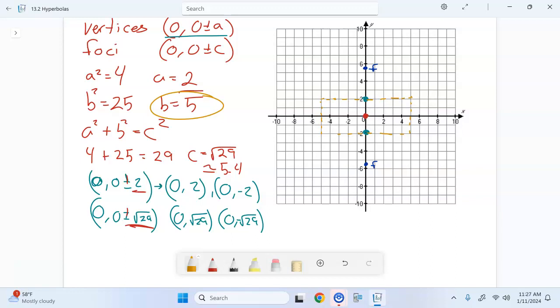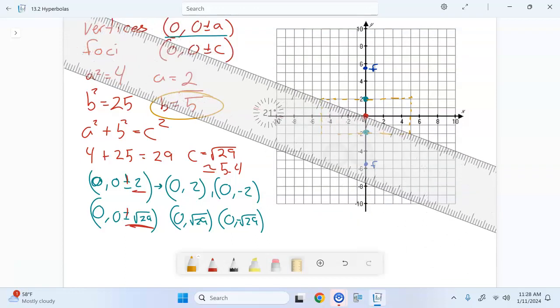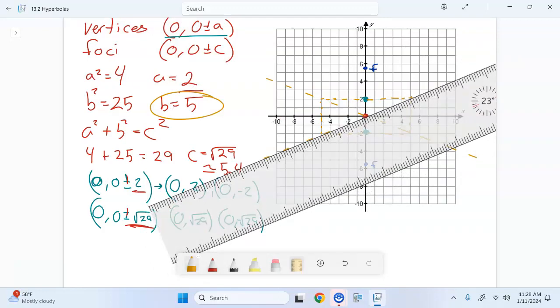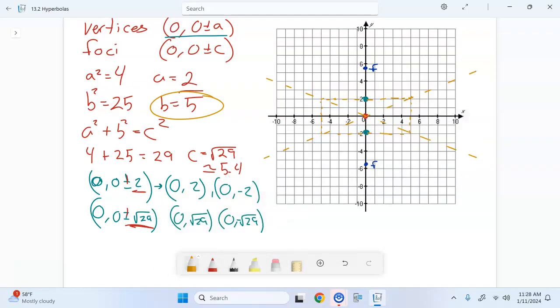And so to draw our asymptotes through those corners. Okay, so through the corners will give us our boundaries, and then we can fill in the rest of our graph. So starting from our vertices, go up and to the side, up and to the side. Okay, starting to hug those asymptotes.